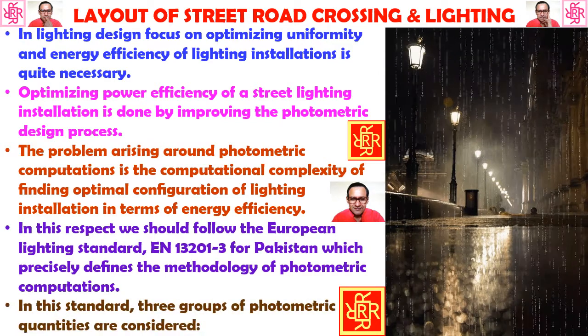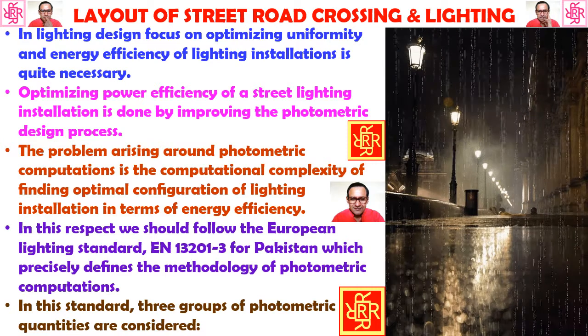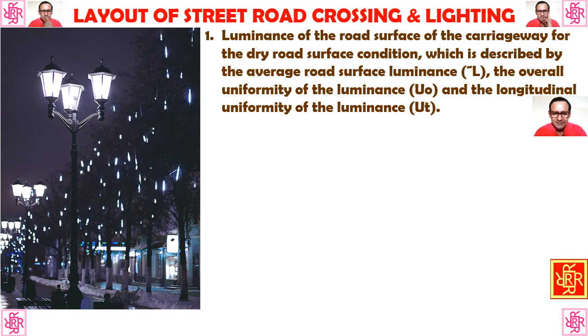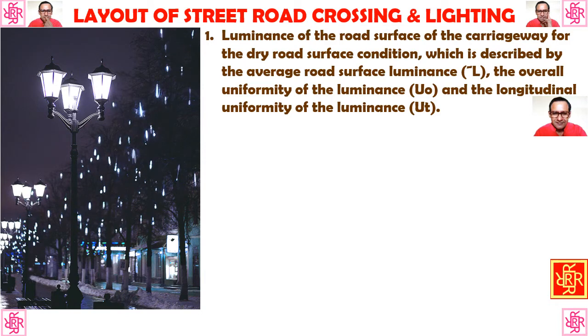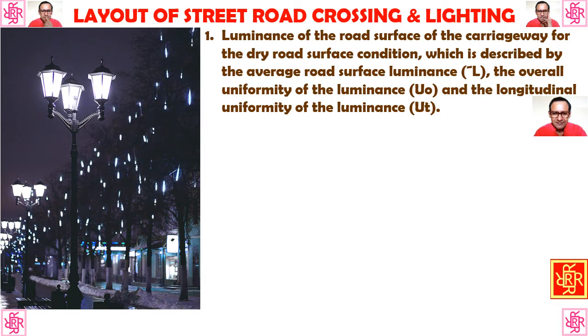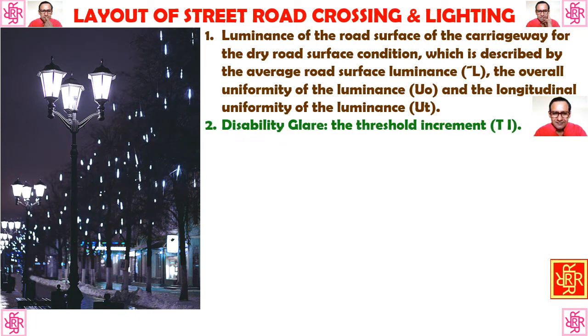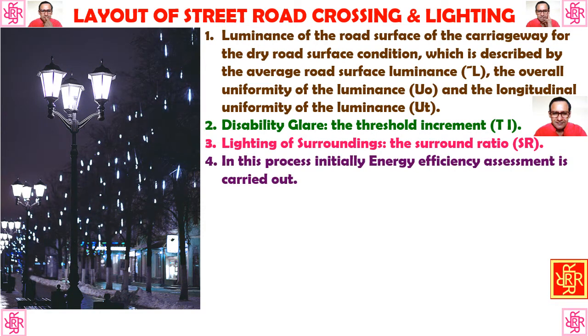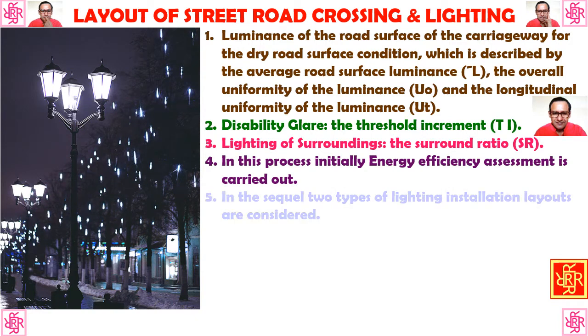In this standard, three groups of photometric quantities are considered. First is the luminance of the road surface of the carriageway for dry road surface conditions, which is described by the average road surface luminance, the overall uniformity of the luminance, and the longitudinal uniformity of the luminance. Then there is the disability glare, the threshold increment, and the lighting of the surrounding ratio. In this process, initially, energy efficiency assessment is carried out.